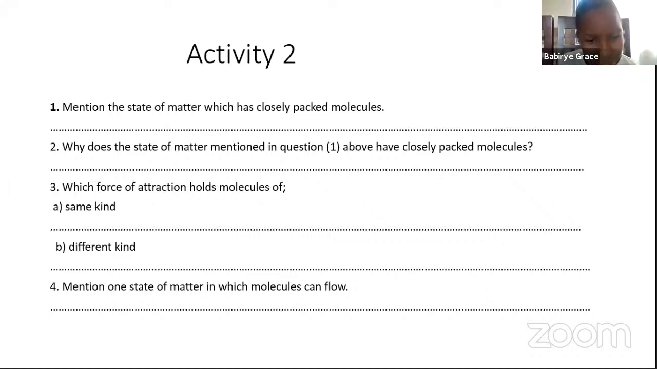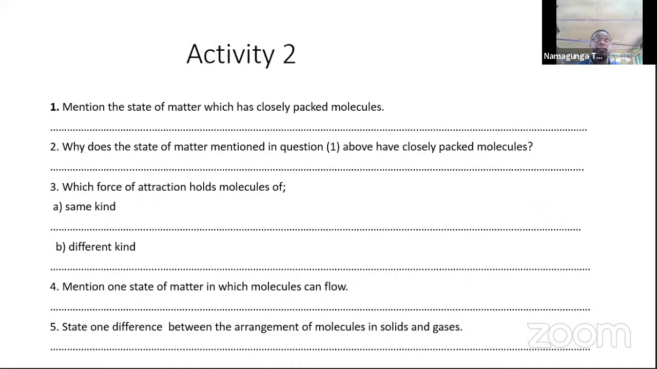Mention one state of matter in which molecules can flow. Then give the response. Liquids. Very good. Liquids can flow, even gases can flow because the molecules are weak. They have weak cohesion forces compared to solids. Then we are getting out of time. Let's go to number 5.